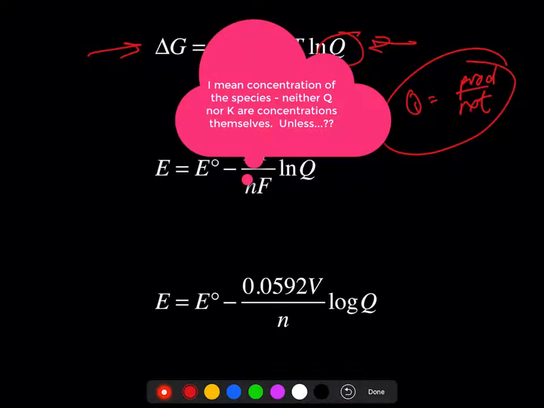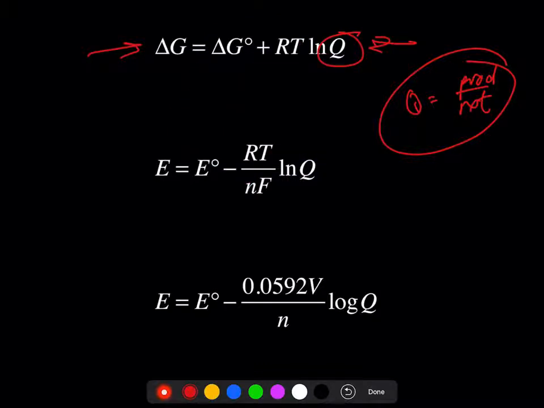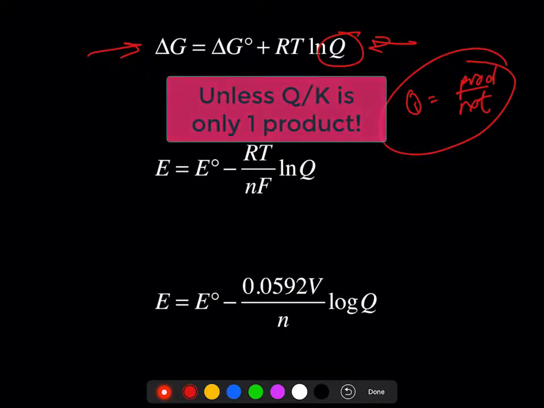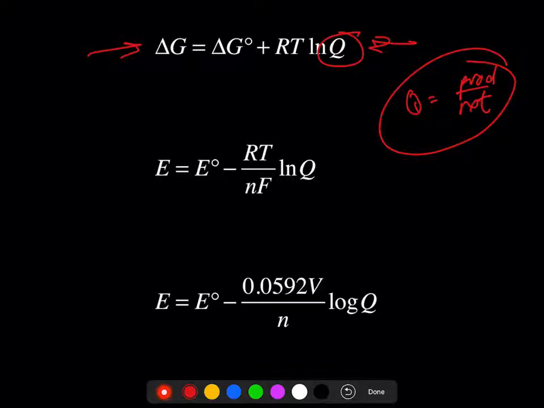And if we think back to the previous chapters, we compare Q versus K to figure out which direction a reaction is going to go on its way toward equilibrium, because everything is headed towards equilibrium, right?